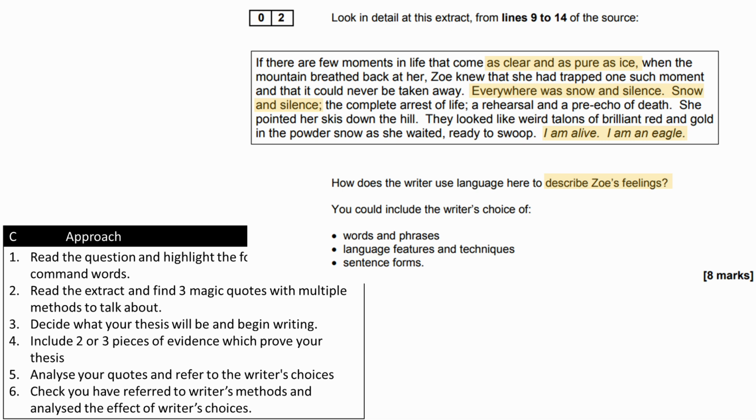Remember, you always need to include 2 or 3 pieces of evidence which prove your thesis. You need to analyse your quotes and refer to the writer's choices, and you need to ensure you've referred to methods and analysed the effect of the writer's choices. Remember what we said about box B. It's really, really important that you talk about the effect.